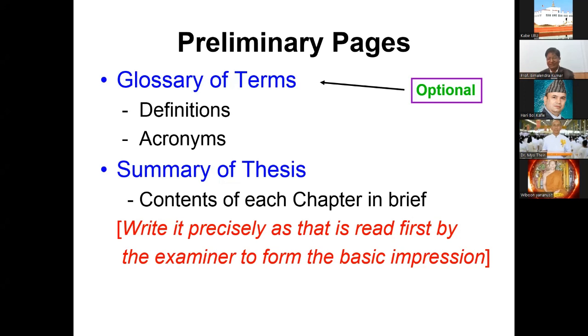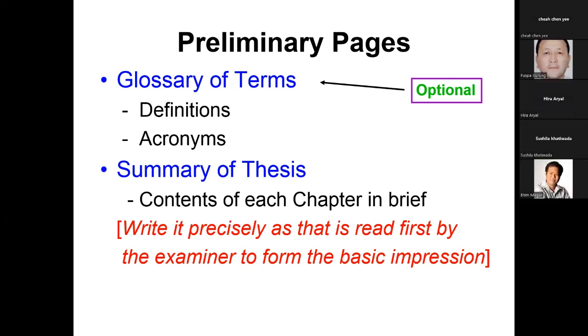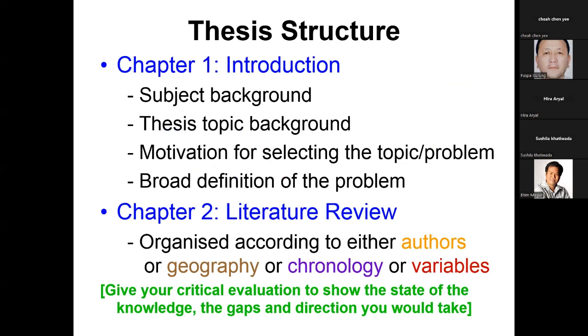Then summary of the thesis, contents of each chapter in brief. It depends upon the style or guidelines of the university, what the order of writing the summary of the chapters is. There are generally 6 chapters in a thesis. You have to write them down in a very brief manner in those pages.